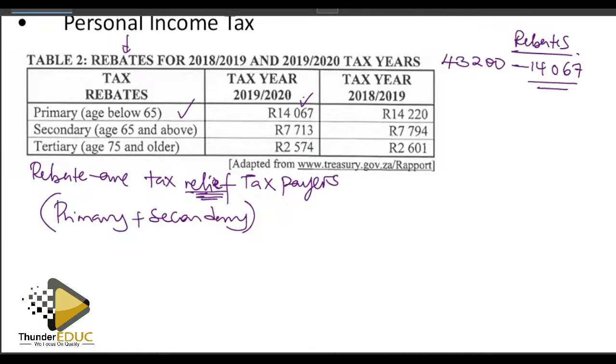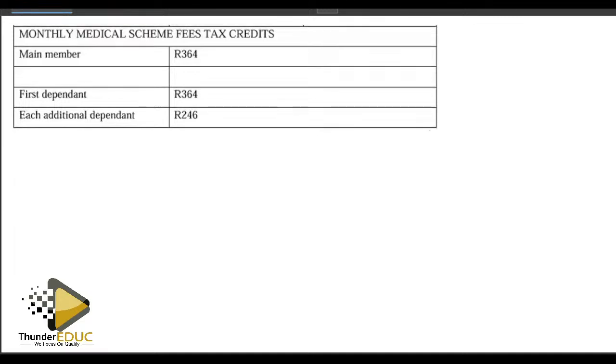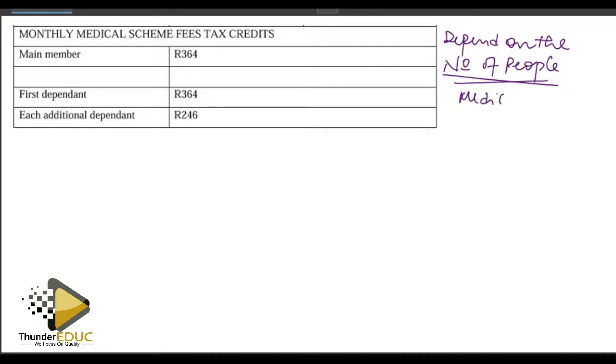Okay, that is it. Then, still under taxation, we have what we call the monthly medical tax credits. Now, the monthly medical tax credits, how do they work? They will depend on the number of people that are being paid for medical aid. It does not depend on the medical aid, I understand, but it depends on the number of people that are being paid for.